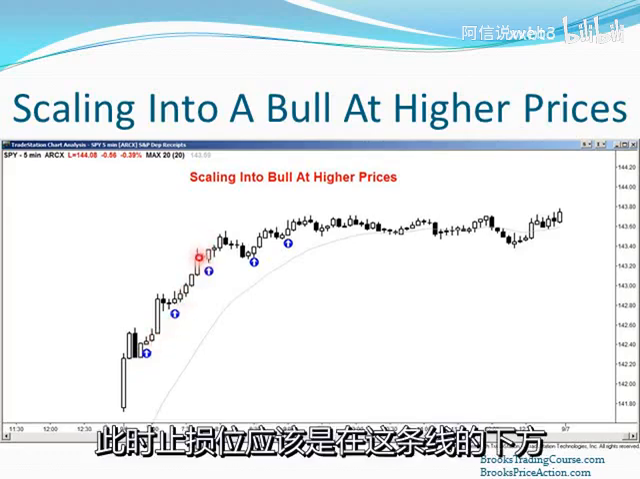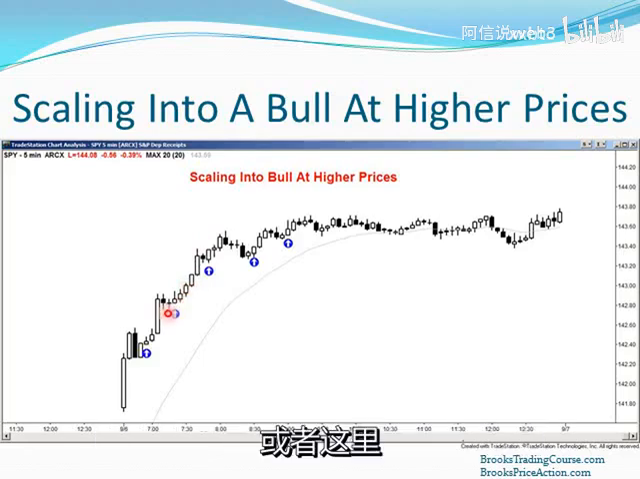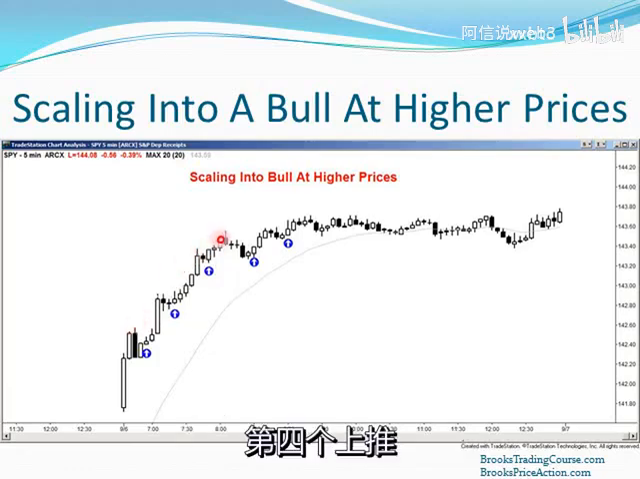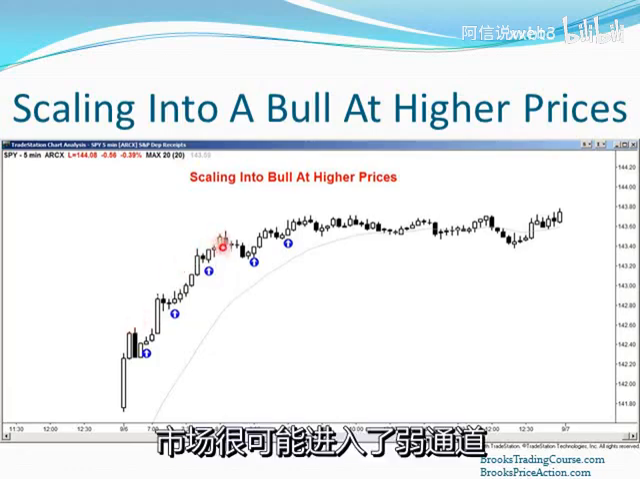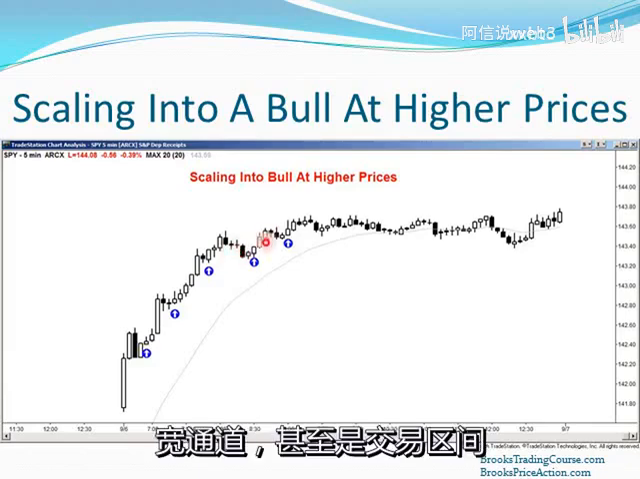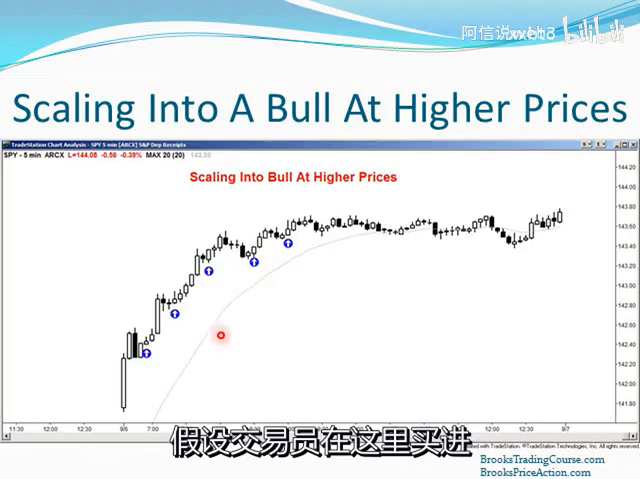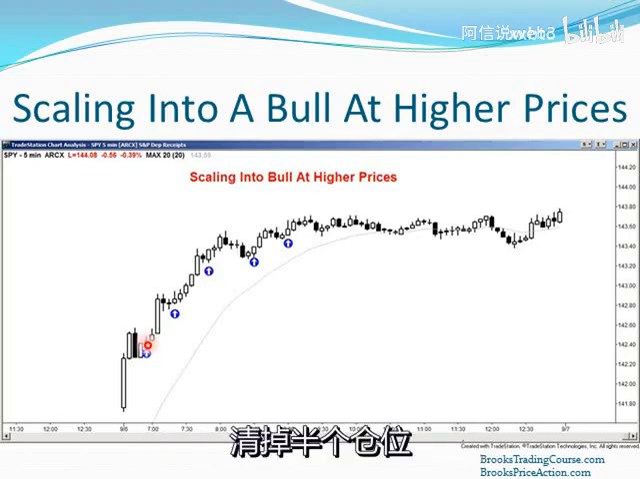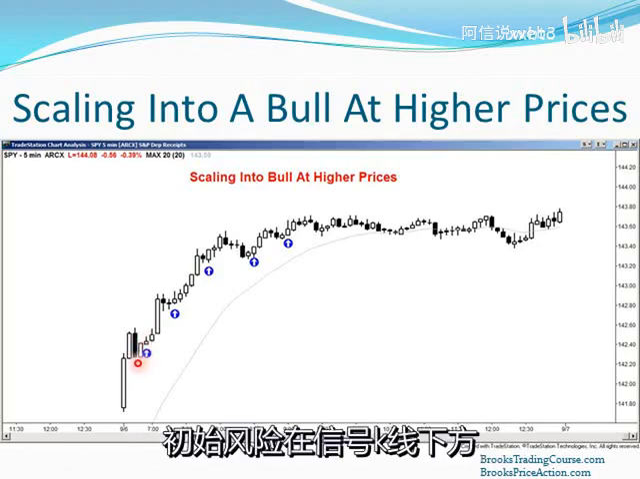Another bull breakout, so at this point his stop probably would have been below here or maybe below here. At this point, 3 pushes up, 4 pushes up, the market's probably transitioning into a weak bull channel, a broader channel, or maybe even a trading range. In any case, let's say that a trader bought here and then used his default, maybe taking half off at 2 times his initial risk.